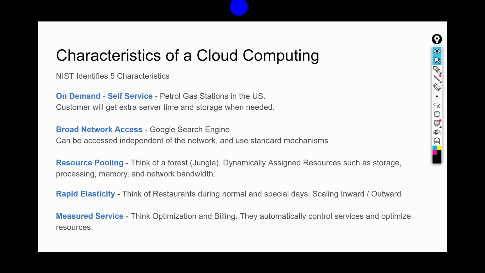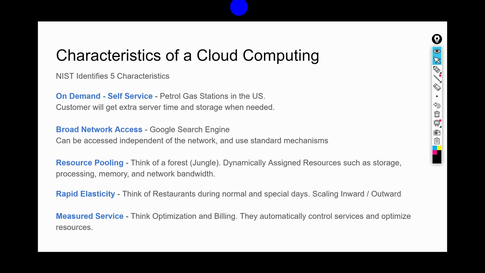The next characteristic is resource pooling. What is this? I gave you an example of resource pooling with the forest, right? So multiple resources are pooled to provide services to multiple customers in a multi-tenant model. What is the multi-tenant model?